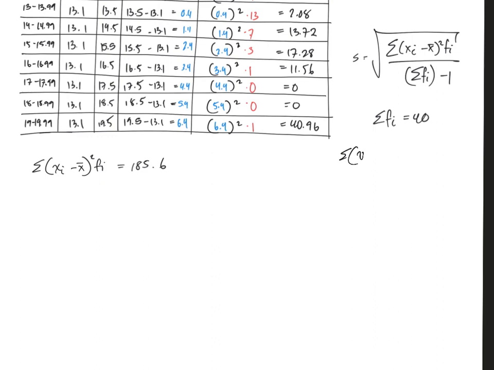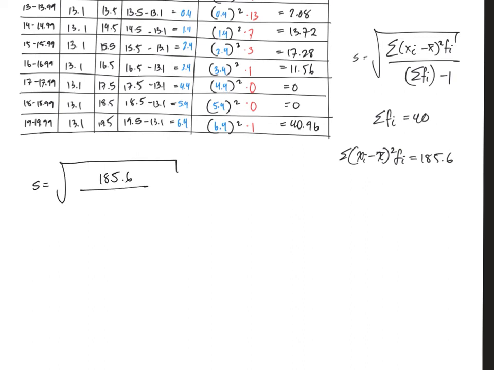Actually, let me write this out on the side so my work's not too messy. Got to make sure everything's able to be read and the work is clear. So s equals the square root of 185.6, that is this value right here, divided by 40, the sum we said, minus 1 as per the equation. So s is going to equal the square root of 185.6 divided by 39, which when you put into your calculator is approximately 2.182.